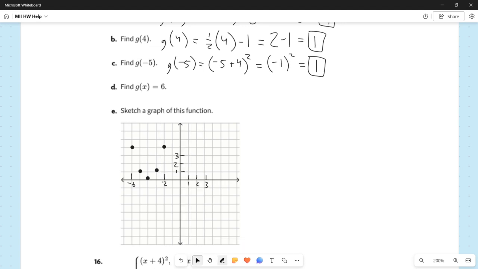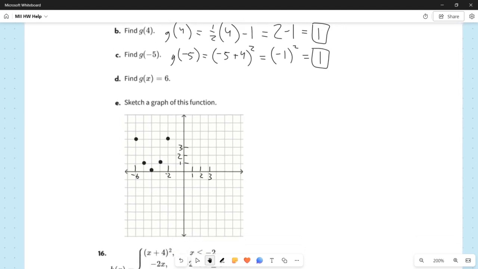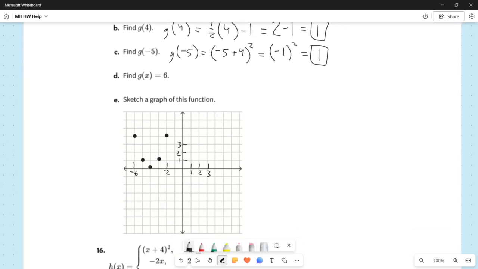That provides additional points for us to graph. And if we go ahead and connect these, we end up getting a parabola. The parabola starts and stops at -6 and -2. We don't want to continue because this piece of the piecewise function is only defined between -6 and -2. So you do not want to include the rest of this parabola because that's not part of this function.